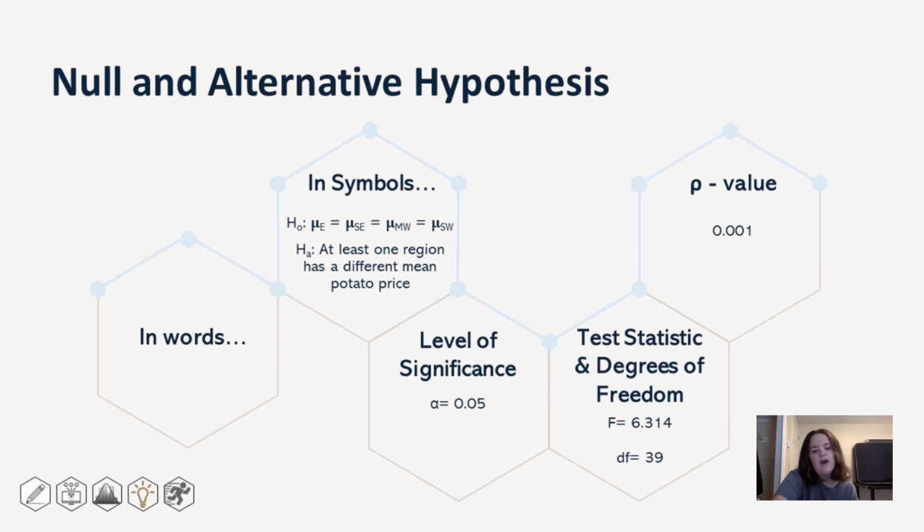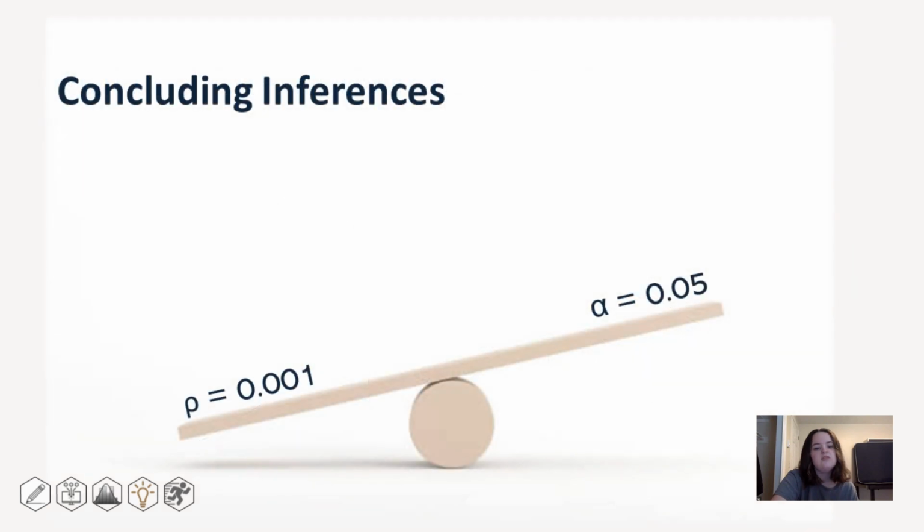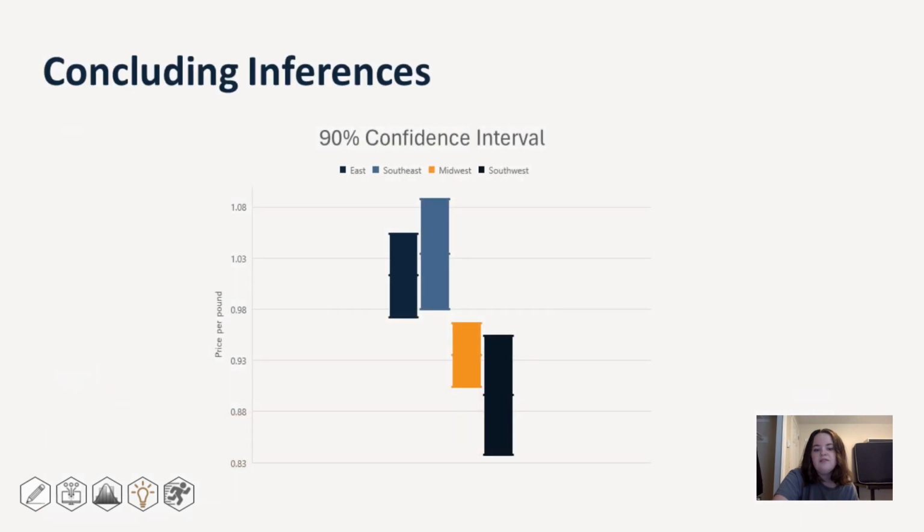The test statistic is 6.314. The degrees of freedom is a total of 39, with between groups at 3 and within groups at 36, and the p-value is 0.001. We reject the null hypothesis because p is 0.001 is less than the significance level of 0.05. We have sufficient evidence that one or more regions have a different potato price per pound mean.